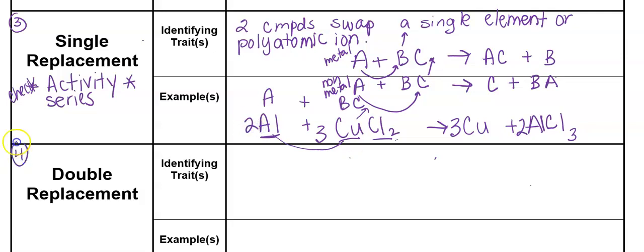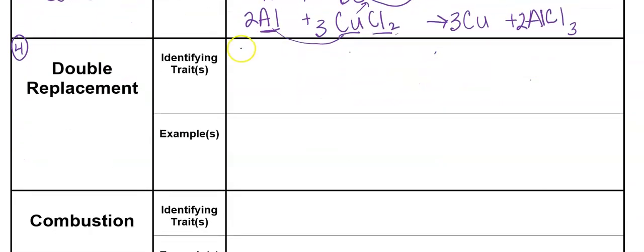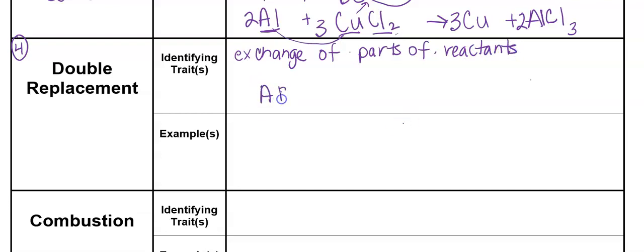All right, our fourth type of reaction, double replacement reaction. The identifying trait for a double replacement reaction is that they exchange partners, an exchange of the parts of the reactants. I'll give a generic example. If I have a large molecule and another large molecule, your A and C just basically swap partners. So I'll have A and D and C and B. Again, it could have been C and B and A and D. It makes no difference. They're just products.